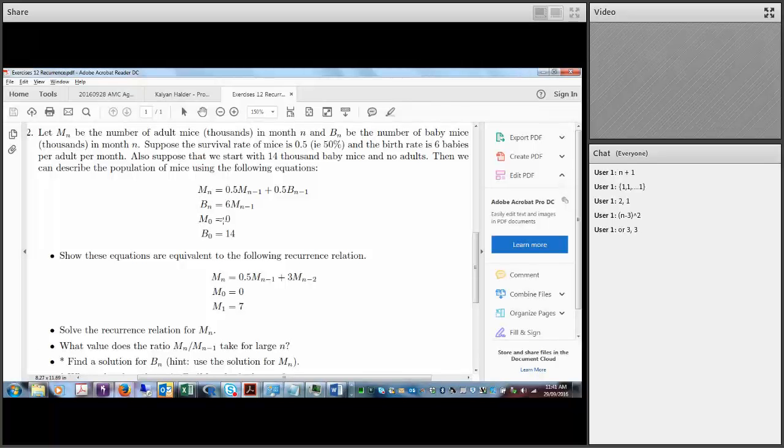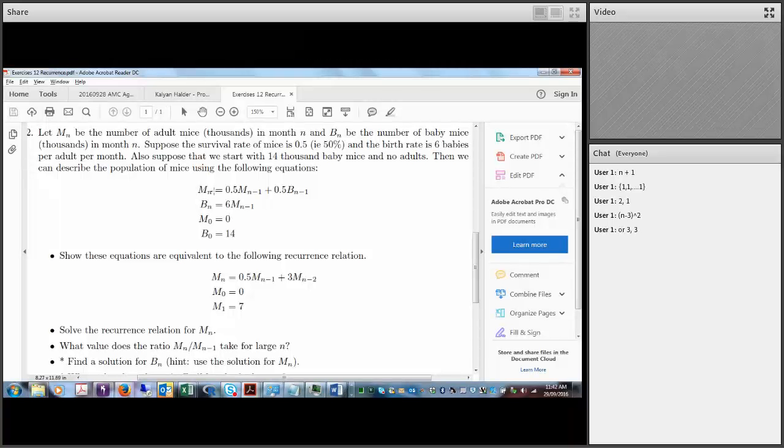You still need initial conditions to get it working. So let's assume that initially we start with no adults at all and 14 units, which is 14,000 baby mice, to begin with. So we start with lots and want to see what happens. At first glance, you go, well, this seems a bit different to what we've done before. It's got not one variable, but two variables intertwined. Although that seems more complicated, it so happens that you can rearrange these sorts of equations very easily into just one variable. So you can collapse it down just to a simple recurrence relation.